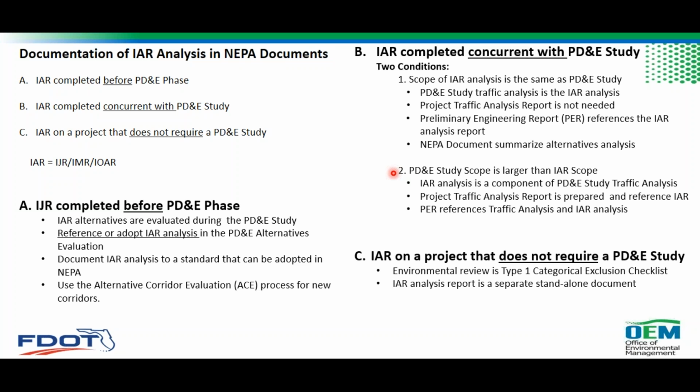For minor projects which do not have a PD&E study, environmental review is completed through the Type 1 Categorical Exclusion checklist. As I said earlier, the two verifications are more important from the environmental review perspective. So if those are verified, we are good to go. The report which is done with the IAR analysis is separate and standalone, and does not need to be referenced in the Type 1 Categorical Exclusion checklist.